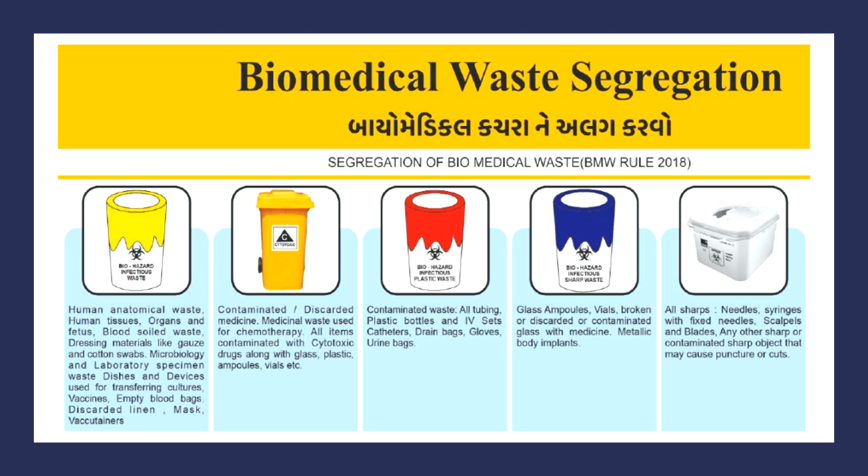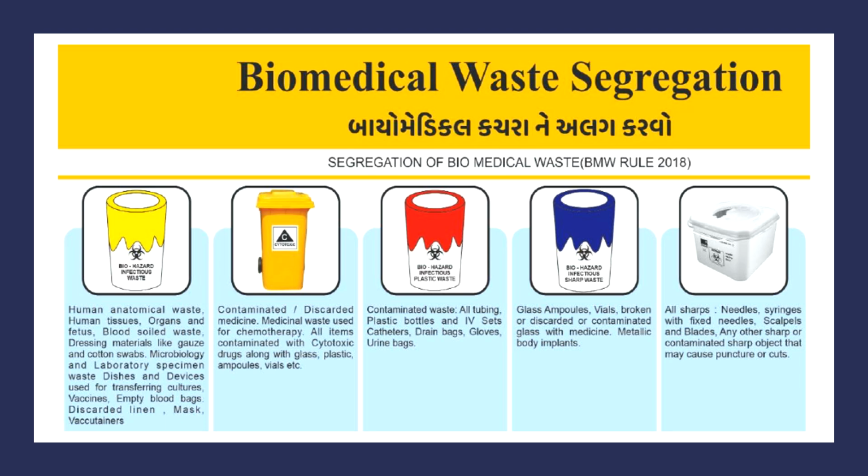Basically, they are categorized into various bins. The yellow is infectious non-plastic waste. Red is for infectious plastic waste. The blue and the white are now considered puncture-proof containers and not bags, because in blue, glass ampoules, wires, and metallic body implants should be discarded. In the white puncture-proof container, needles, syringes with fixed needles, scalpels, and blades should be discarded, meaning all the sharp waste.